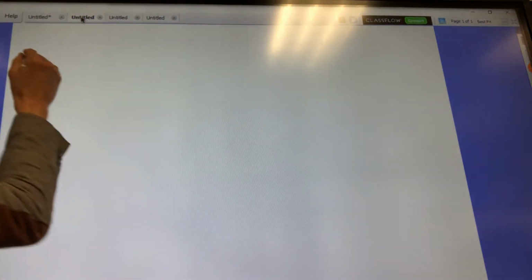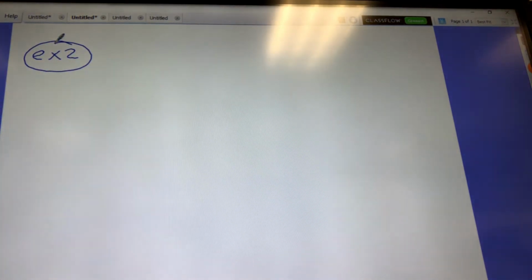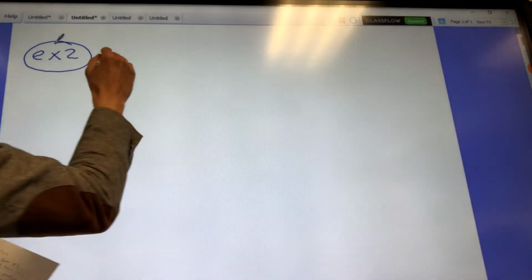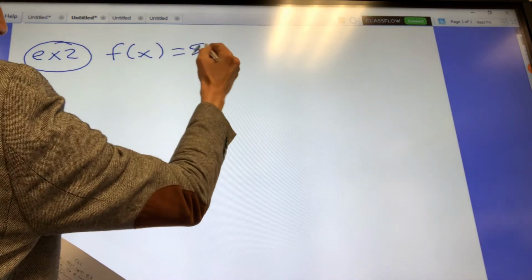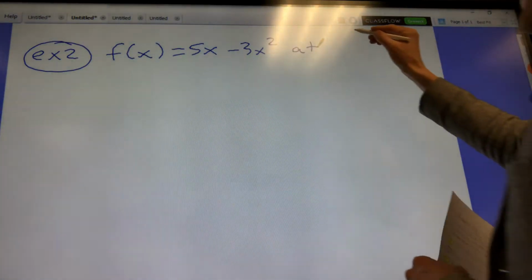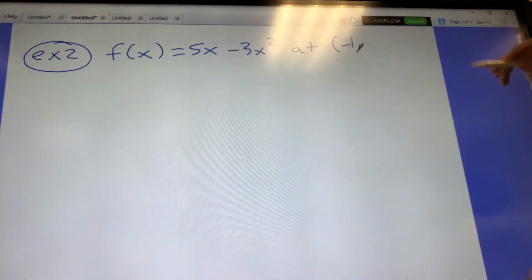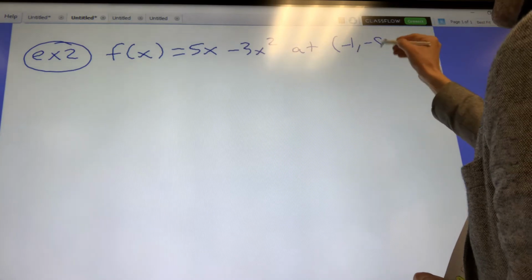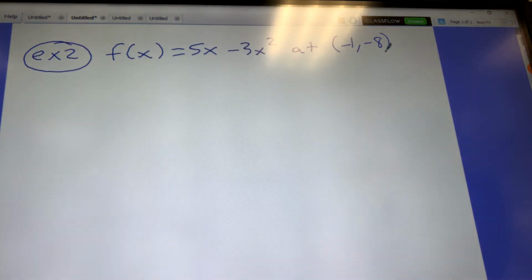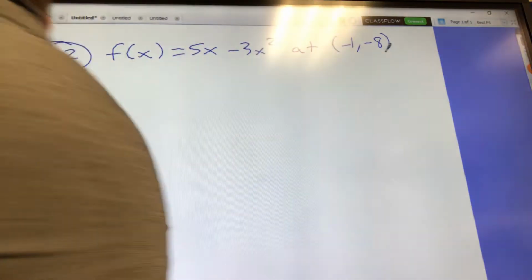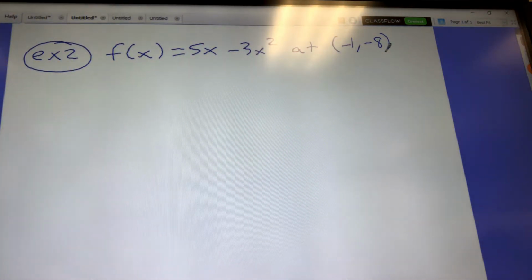Coming up. So example 2 here, I'm going to use that same formula. Example 2, let's take a look. Again, I'm pretty much just looking off of a given homework set here. We're going to have f of x is equal to 5x minus 3x squared at negative 1, negative 8. Again, should be plugging in negative 5 minus 3, check.